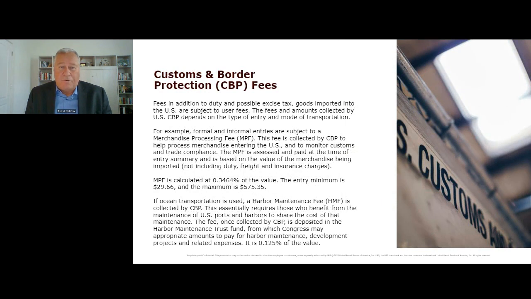We talked about duties. Now let's talk about fees, because you always hear that, right? Everybody will say, well, what's my duties and fees? And the fees in terms of CBP, and I'm not going to talk excise tax, but think of an excise tax, it's not a fee, it's a tax. So excise taxes are on goods like alcohol, tobacco, things like that. They're not fees, they're excise taxes.